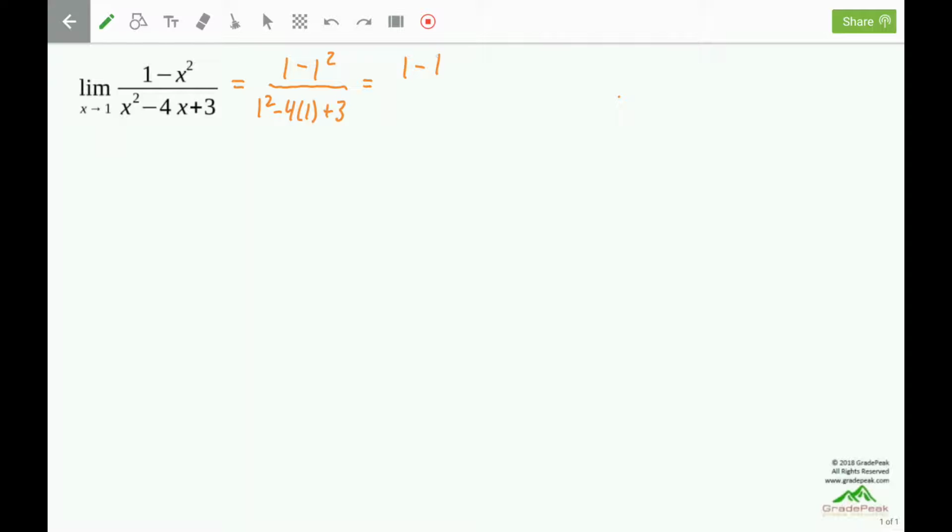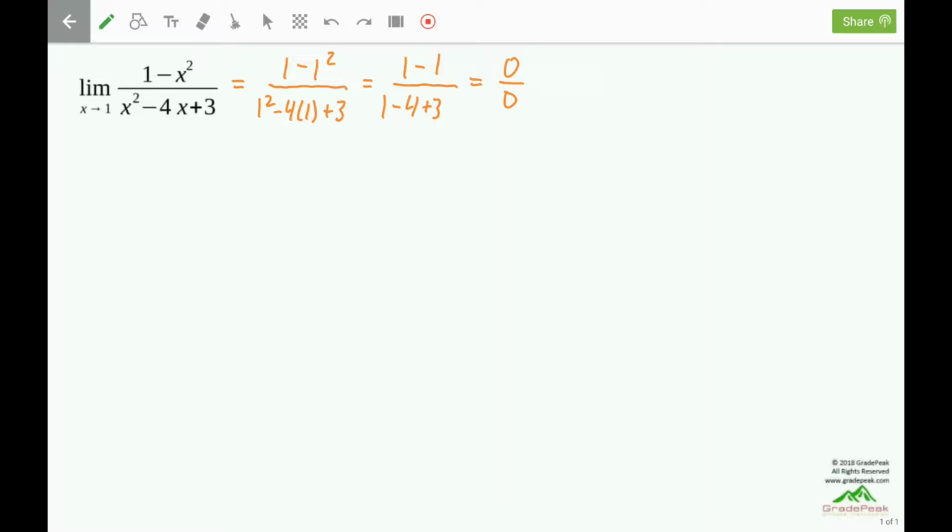In the numerator, 1 minus 1 squared, which is a 1. In the denominator, 1 squared, which is a 1, minus 4 times 1, which is a negative 4, plus a 3. In the numerator, 1 minus 1 is a 0. In the denominator, 1 minus 4 is a negative 3 plus 3, and that's a 0. We have the 0 over 0 indeterminate form, and it needs to be reworked.